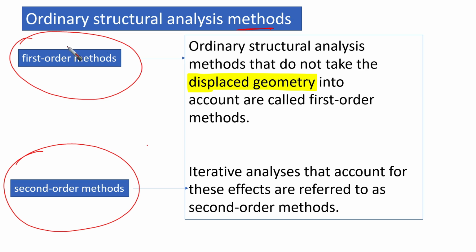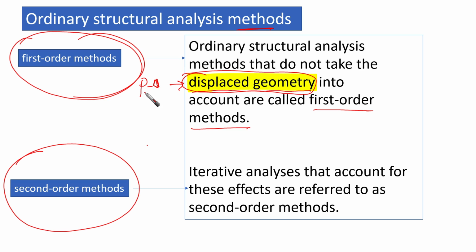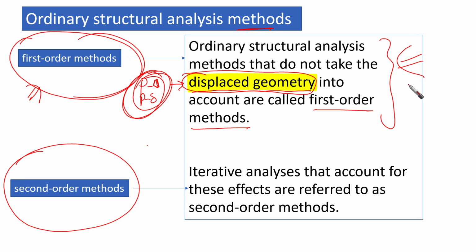In the first order method, ordinary structural analysis methods that do not take the displaced geometry into account are called first order methods. In short, displaced geometry here means the P delta effect. They are not taking into consideration P delta or P small delta. Whenever I say P delta, remember that both are meant. This is the first order. As we said, this is not right for us because there is additional required strength that needs to be accounted for.